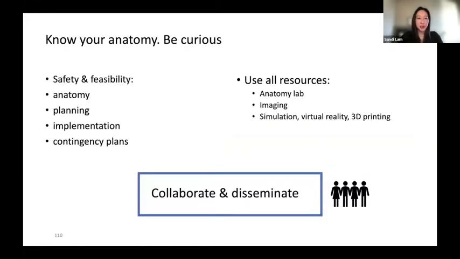In terms of applications, know your anatomy, your open surgical, microsurgical anatomy, but then be curious and think about what is safe and what is feasible, but always have contingency plans. Use all your resources while you're thinking about innovation. Do you have an anatomy lab? Do you have different imaging modalities? Do you have surgical simulation or 3D printing? And then really collaborate and disseminate, which is why I'm honored to speak to the Asian Congress of Neurological Surgeons, because the more colleagues we reach and have discussions with, the more we learn from each other.